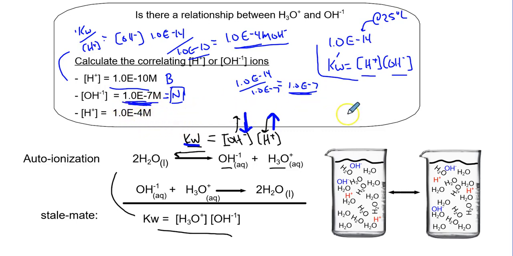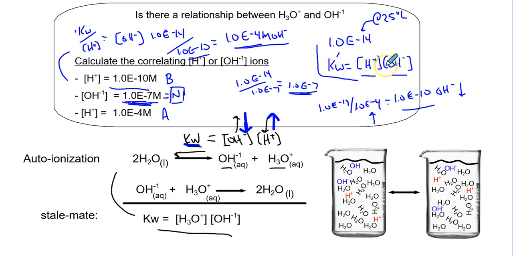This last one is 1.0 e to the negative 14th divided by 1.0 e to the negative 4th, and this gives you 1.0 e to the negative 10th. You'll notice now my hydroxide ions are lower and my H plus ions are higher. This solution is acidic.